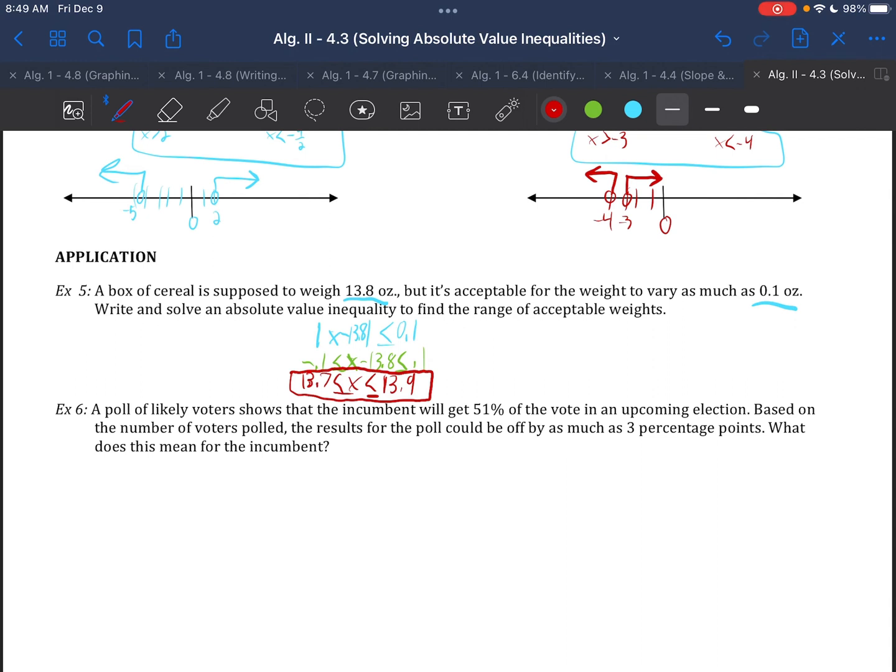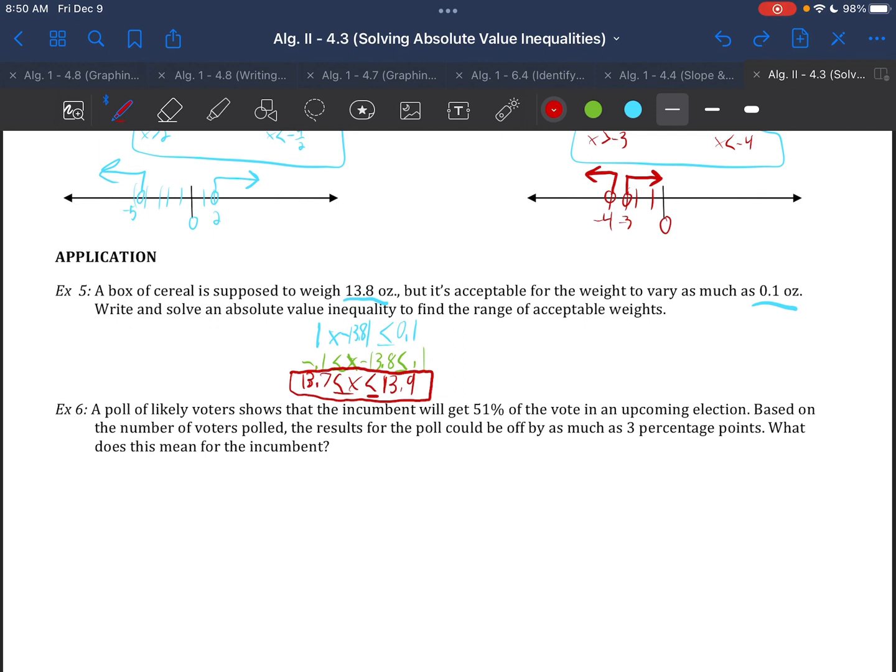Now, if you wanted to, you definitely could do negative x plus 13.8, the same thing as 13.8 minus x, is less than or equal to 0.1. It would accomplish the same thing. So really, you just want to do your target weight and your range, your x, your variable, subtracting each other.